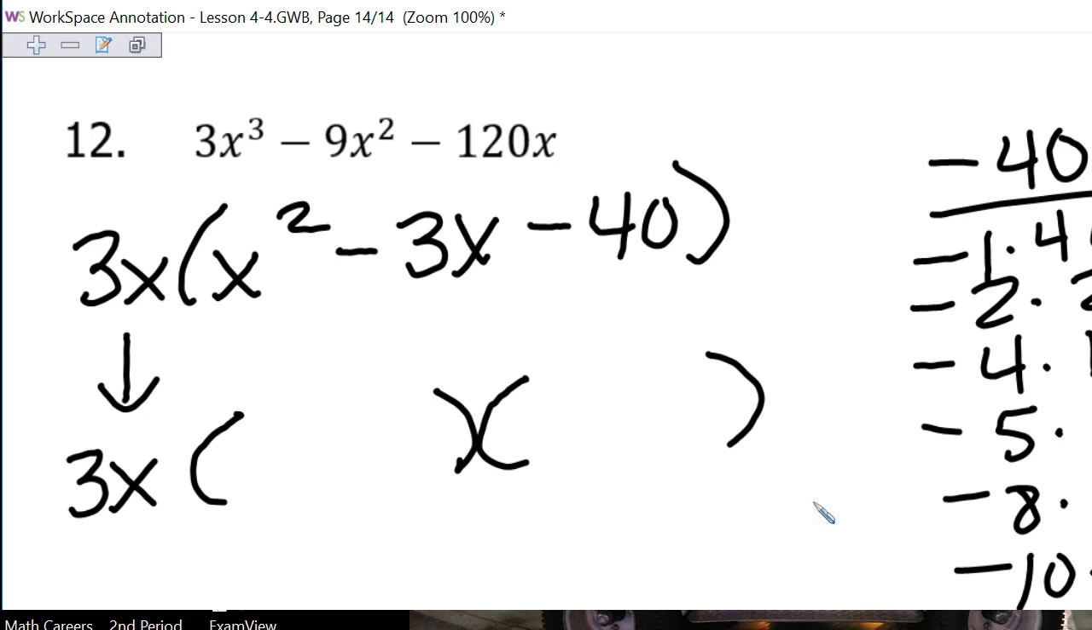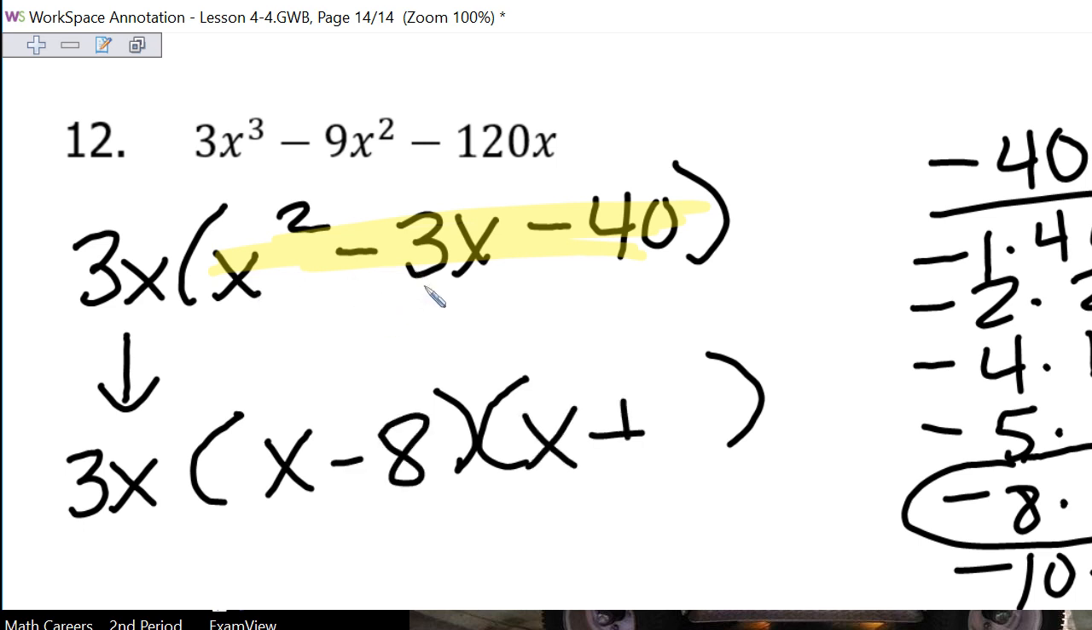Looking inside the parentheses, what do I have to add up to? Negative 3. This is what we're factoring, so we had to multiply to negative 40 and add to negative 3. Negative 8 and 5. So 3x is my first answer. What's my next answer? x minus 8, x plus 5. You have to have all three of those answers to get full credit.